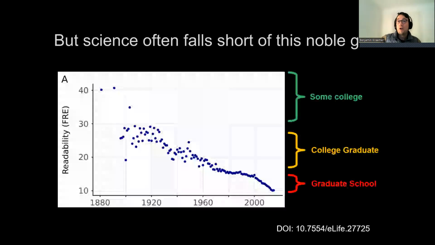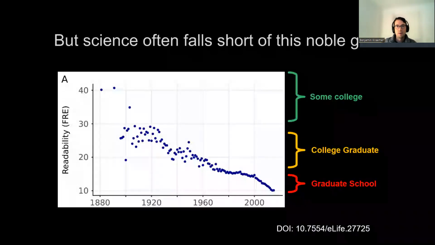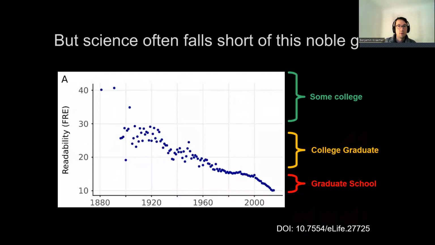So take, for example, the overall readability of the scientific literature, here measured from a wide sample of scientific papers using what's called the Flesch Reading Ease score. And this score is just a metric that depends on the average length of the sentences and the average number of syllables per word in a given sample of writing. So high values mean that it's very readable, and low values mean that it's not very readable.